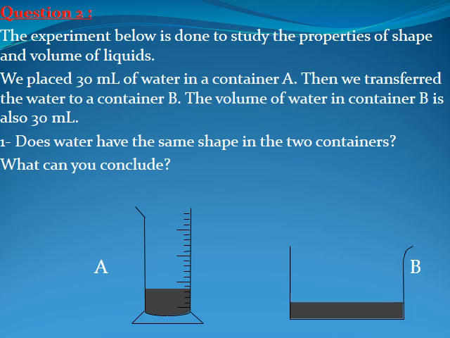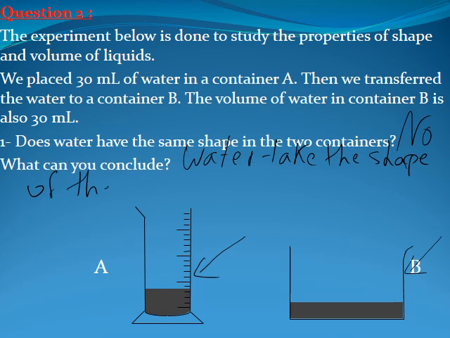The experiment below is done to study the properties of shape and volume of liquids. We place 30 milliliter of water in container A. This container is called the graduated cylinder, while this is called the graduated beaker. Then we transfer the water to container B. The volume of water in container B is also 30 milliliter. So, does water have the same shape in the two containers? No. What can you conclude? Water takes the shape of its container. Liquids take the shape of their containers. Thank you, Linda.